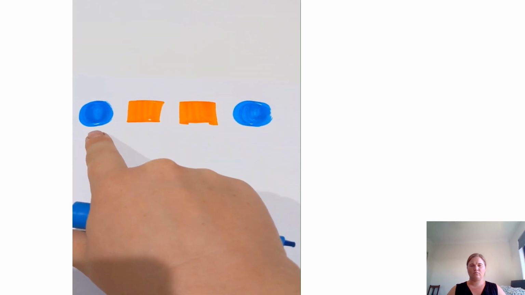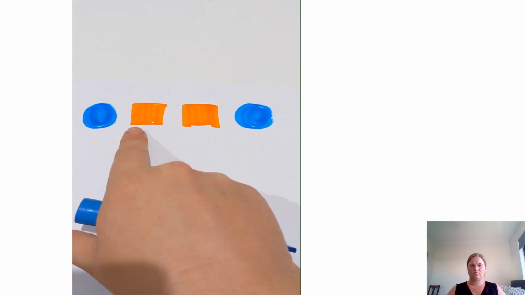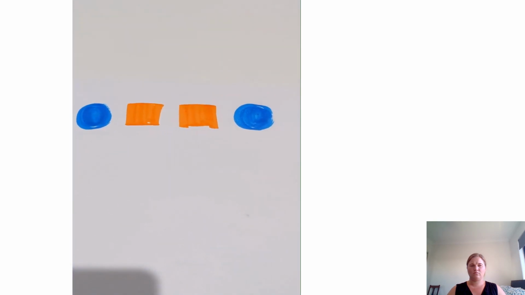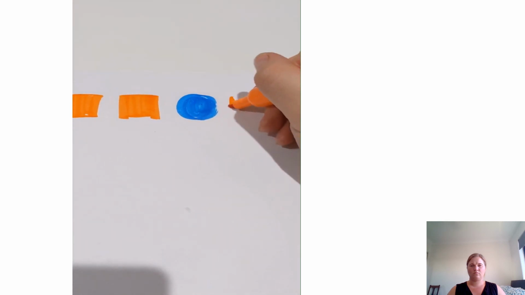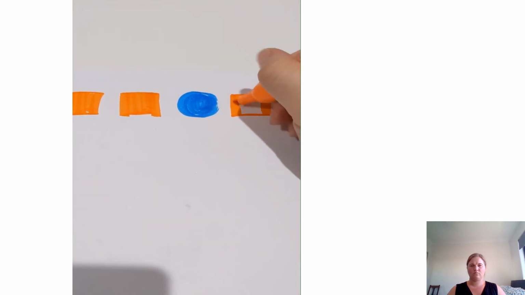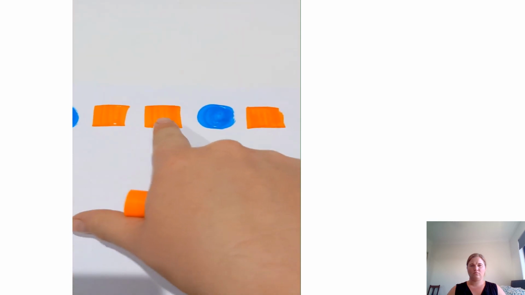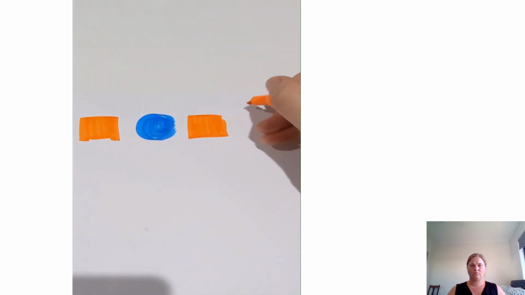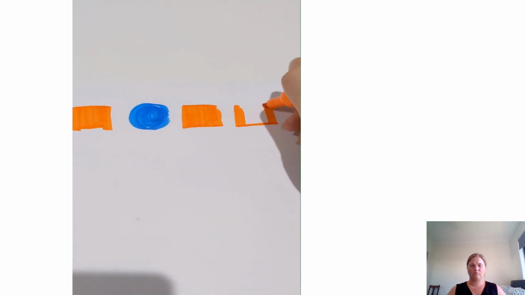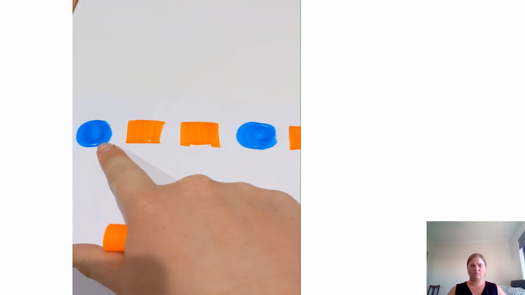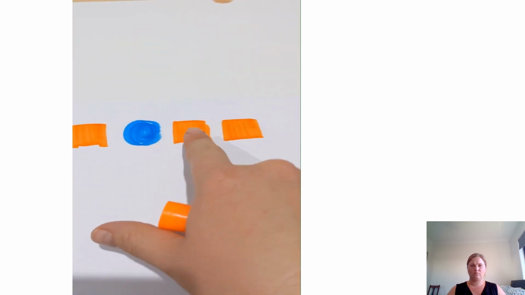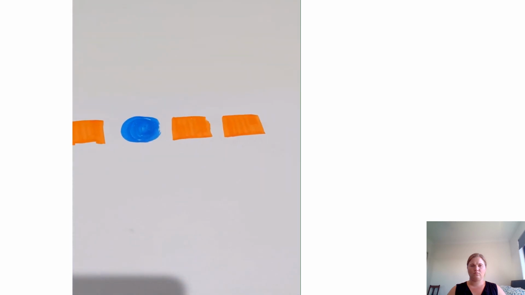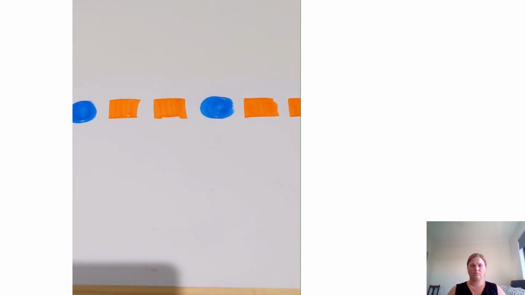I can see a circle here, and I know after a circle there was a square. So I think I'm going to be drawing, or I know I'm going to be drawing, a square next. Circle, square, square, circle, square. That's right, another square here. Okay, so I have a circle, a square, a square, a circle, a square, and a square. That's one way that I can explain my pattern.